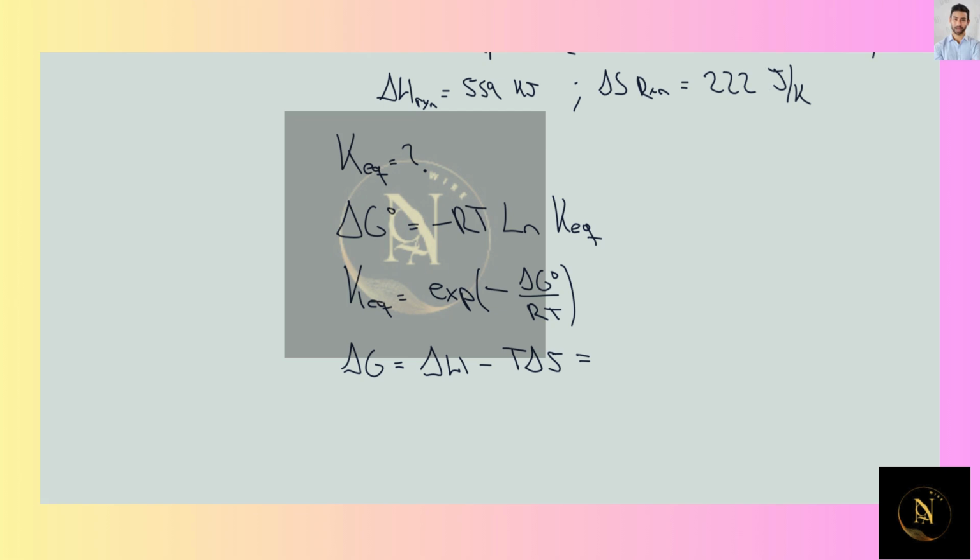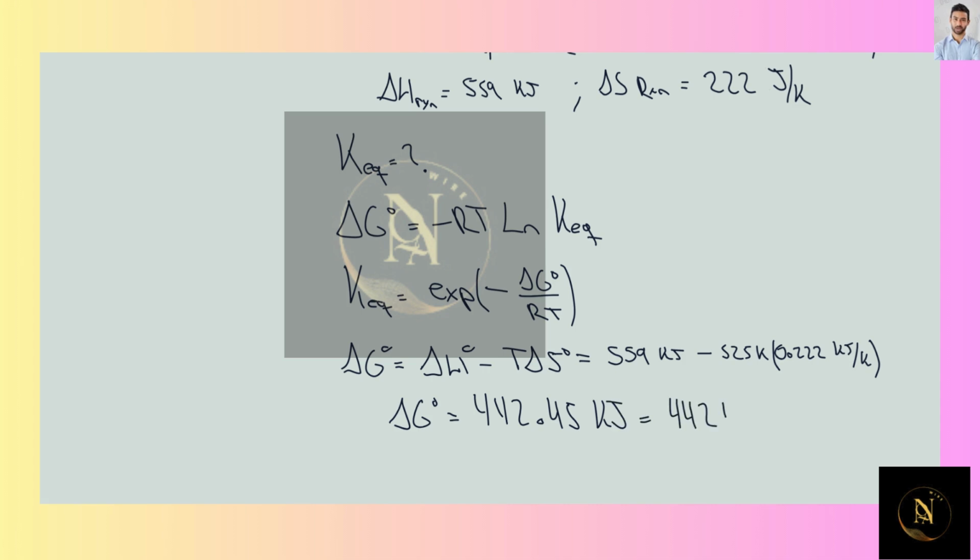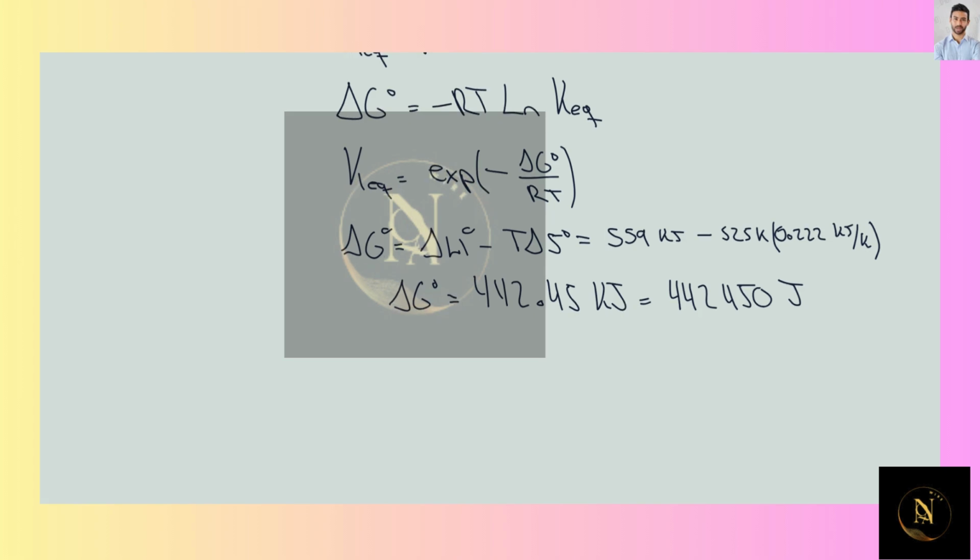So the value for delta G would be equal to 559 kilojoules minus the temperature, which corresponds to 525 Kelvin, times delta S, which is 222 joules per Kelvin. Over here, I'm going to convert it directly into kilojoules by dividing by 1000. So the delta G standard for this reaction is 442.45 kilojoules, corresponding to 442,450 joules. So this is the value that we're going to employ into our calculation of the equilibrium constant.